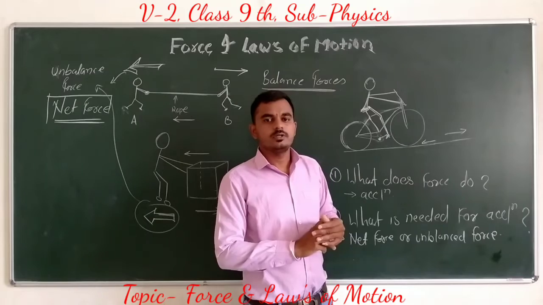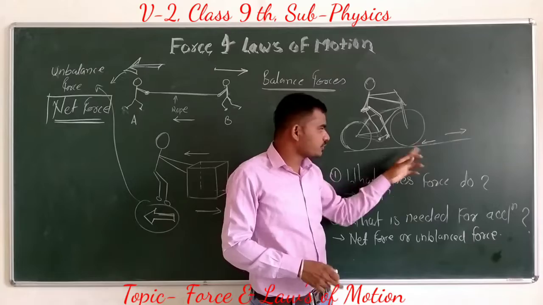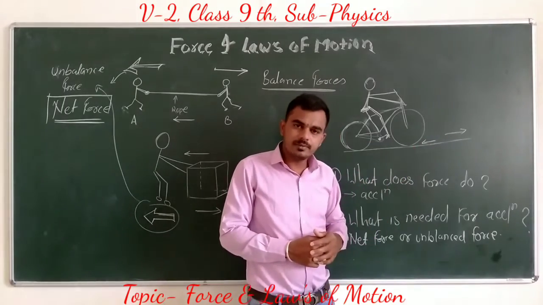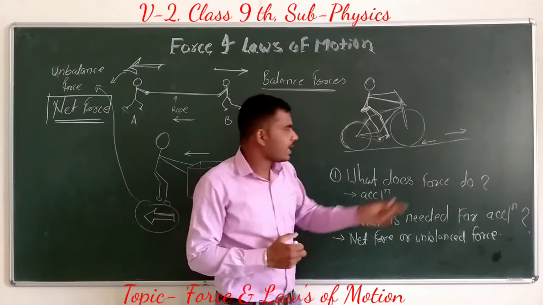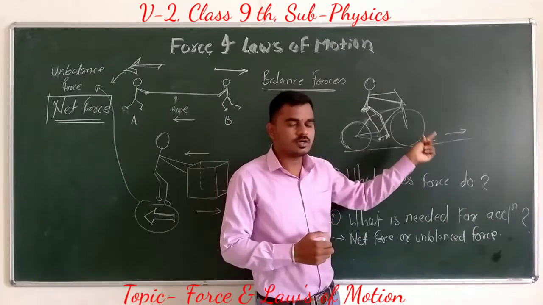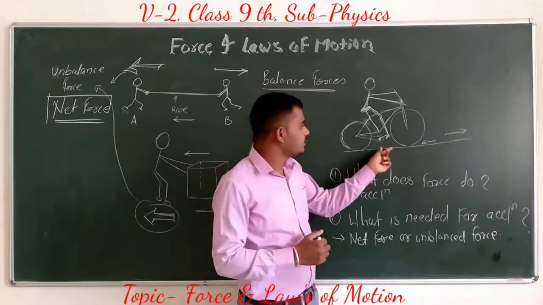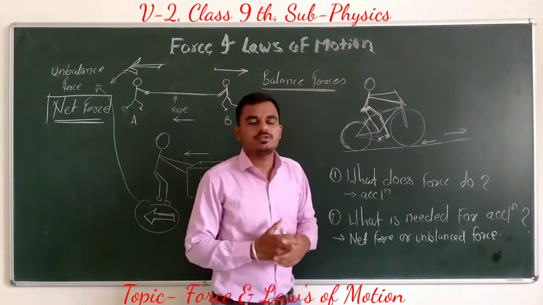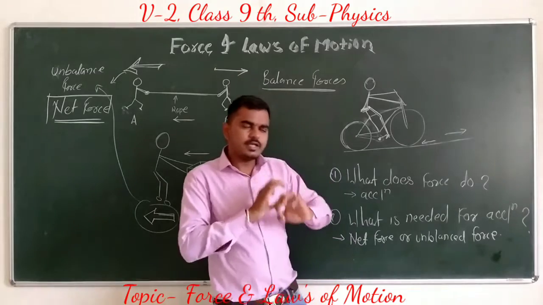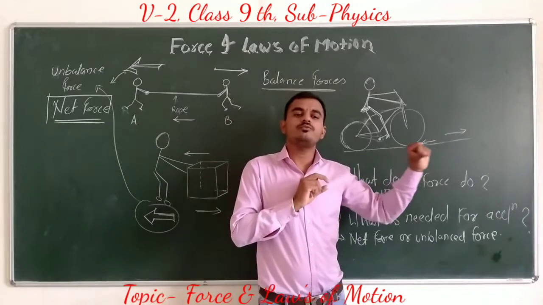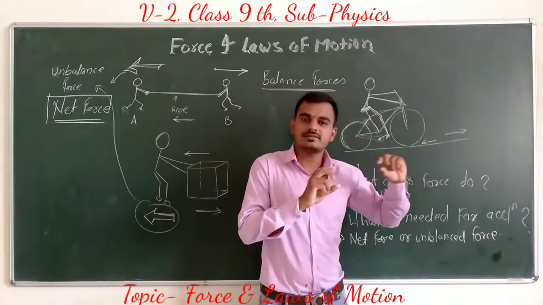If we stop the paddling and the frictional force is acting on that cycle, it means the frictional force balances that applied force, and that cycle slows down, and finally it will stop. So these two forces are the unbalanced forces, balanced forces. So if any object moves at a uniform speed, there is no acceleration.